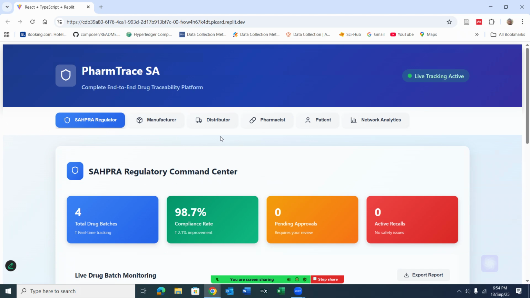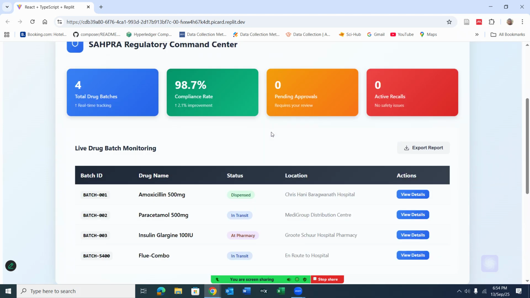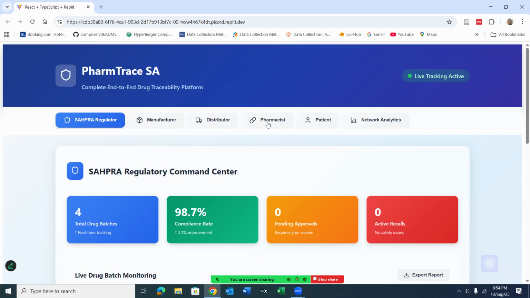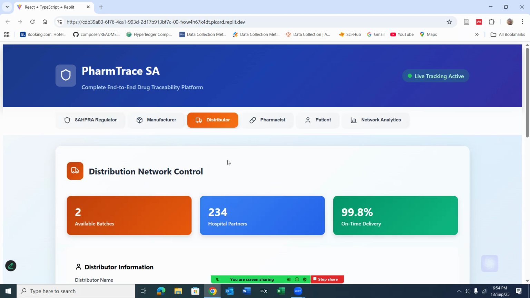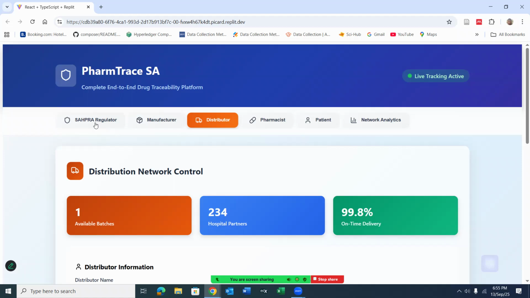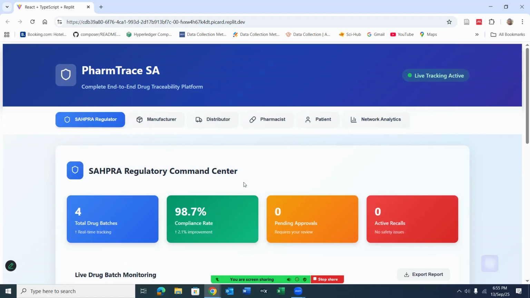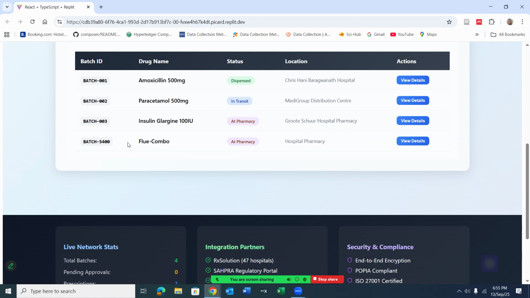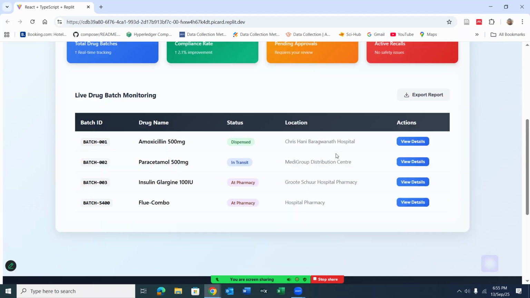So after a few days or a few hours, depending on the distance, the distributor arrives at the hospital and goes to the pharmacist department. They deliver the drug and then they log into the system and mark that transaction as delivered, right? Then we can go to the regulatory dashboard to see the status. It shows that now the status has changed to at pharmacy because now it has been delivered.